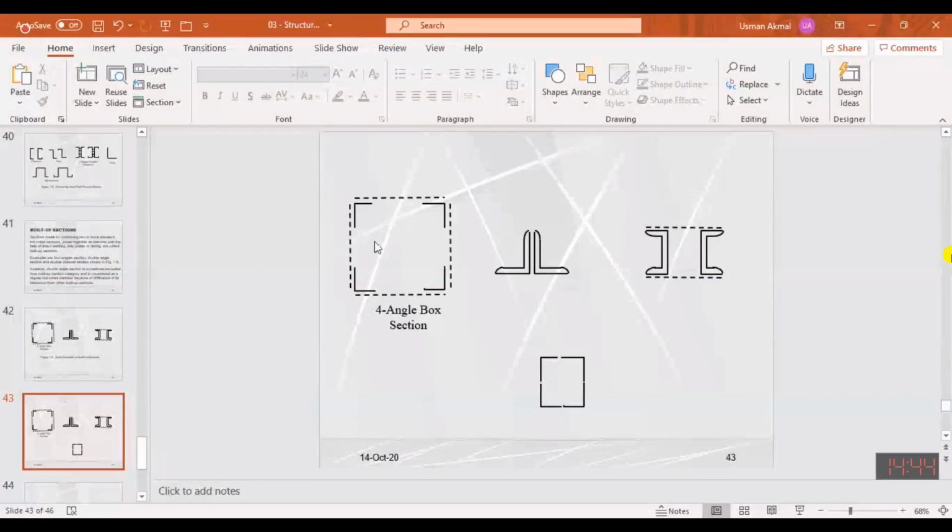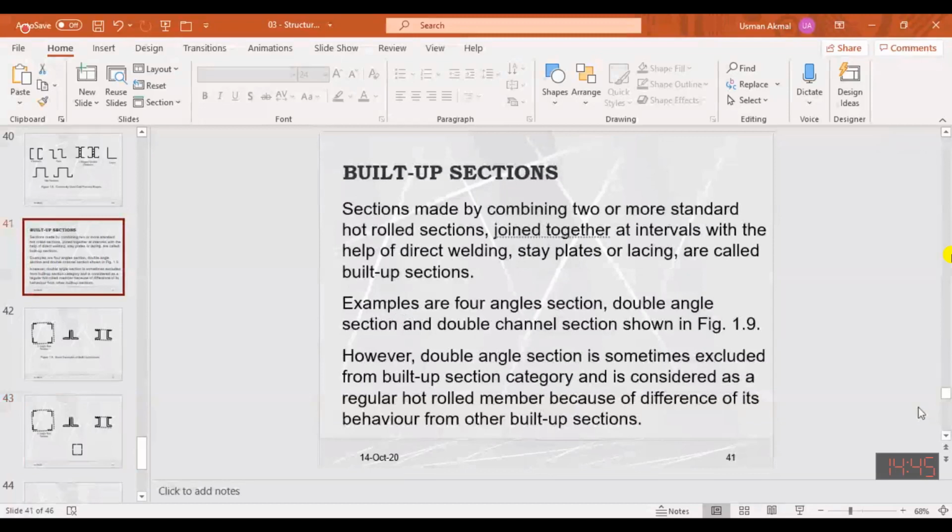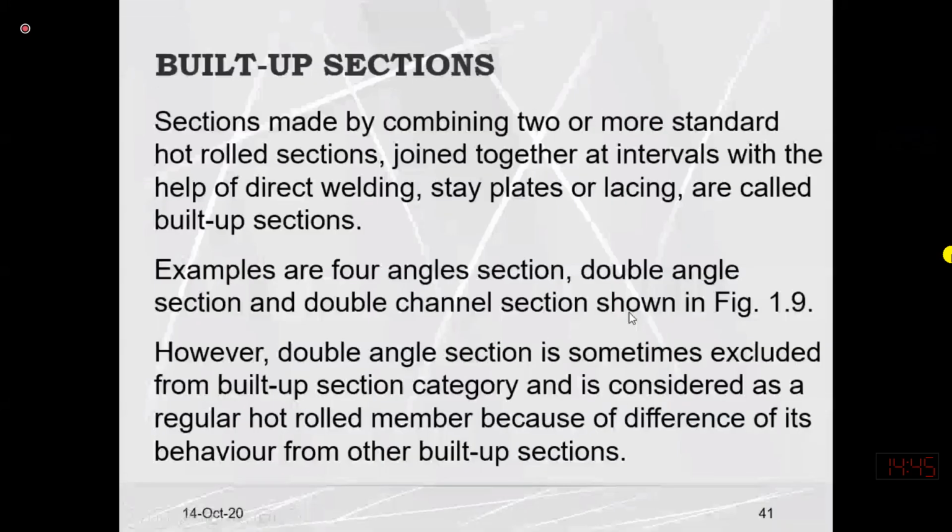But this section has a larger moment of inertia as compared to this, because in this case the depth and width are less, but here the depth and the width are more. So we have placed the angles at a larger distance from each other in order to achieve a larger moment of inertia. So a built up section is a section that we make by joining two lighter sections at a different interval, or maybe placing them close to each other.